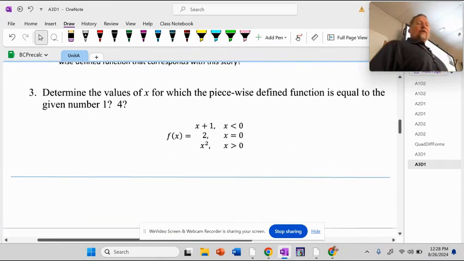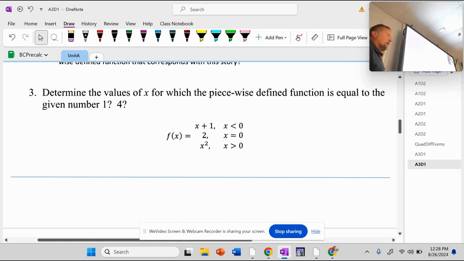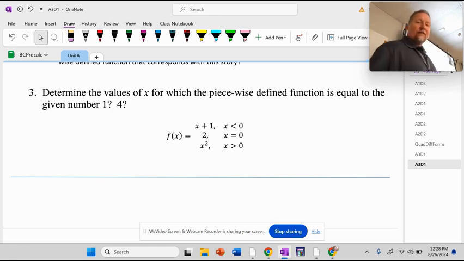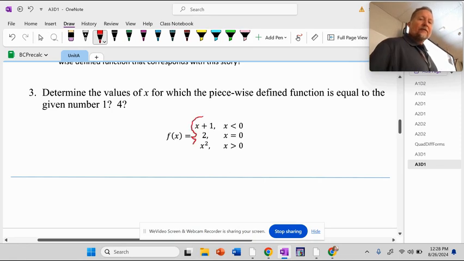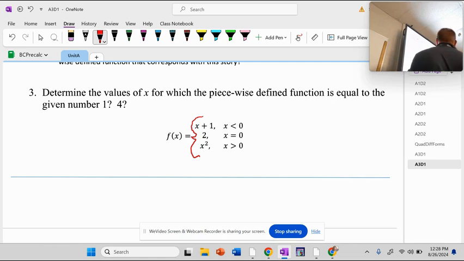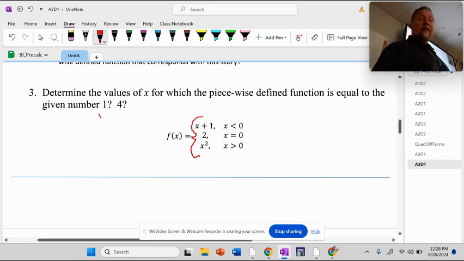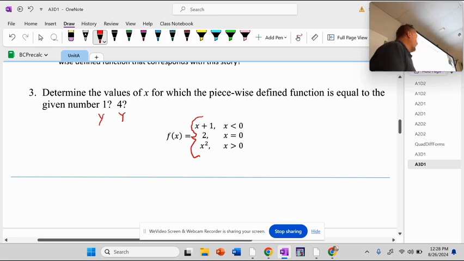This one's kind of weird, but in reading this, what are they asking? We have another piecewise function there. You really should have this bracket, or brace, here. There should always be a brace there, not just floating there. Determine the values for x which make these outputs happen. So these are y's. I need the x's that make this happen.